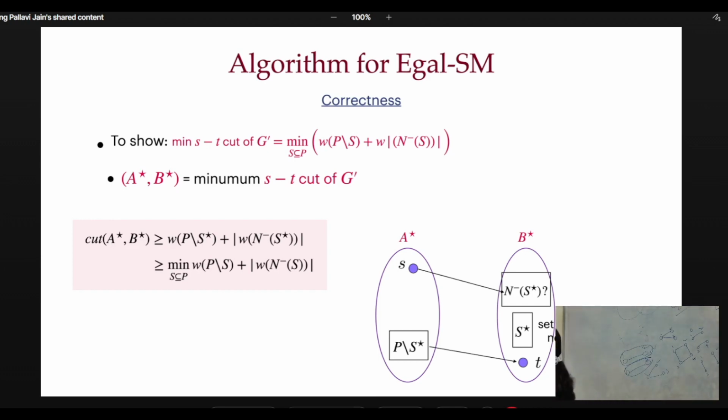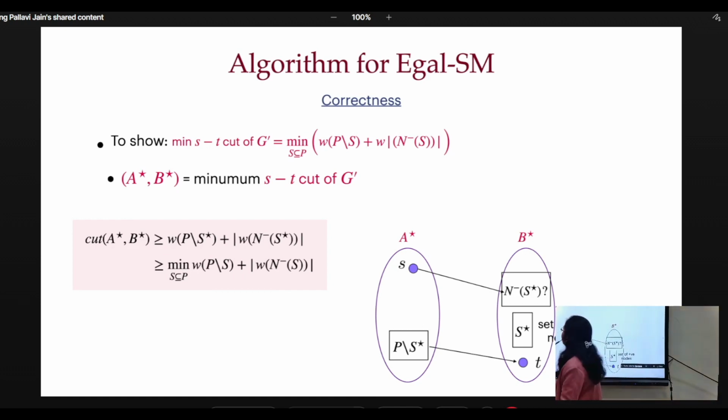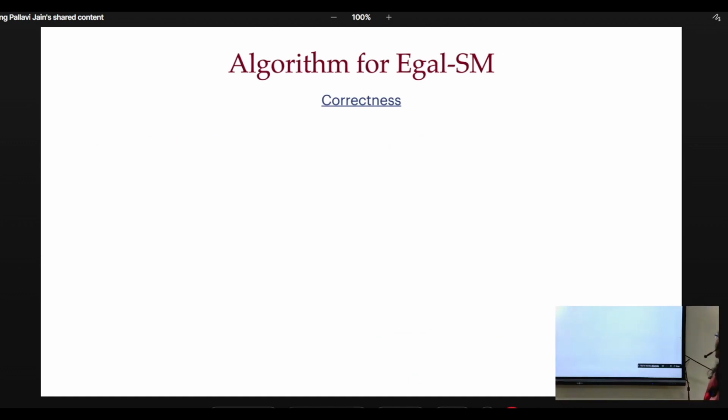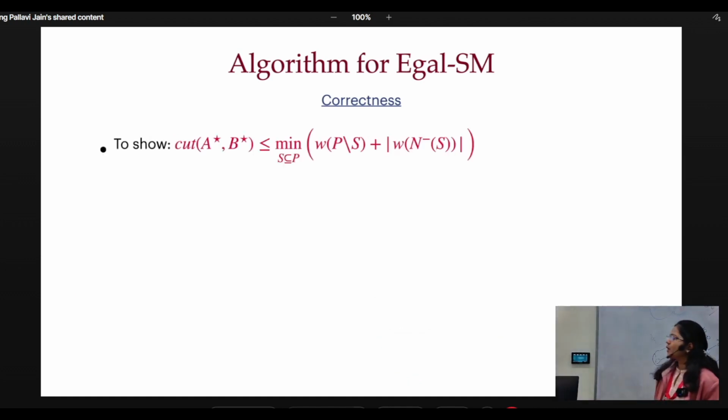We want to show minimum ST cut of G prime is this, A star B star is a minimum ST cut and we have proved that this value is greater than or equal to this, right. Now we need to show less than or equal to, correct, okay. Now this is what we want to show, okay. So what should be my approach?